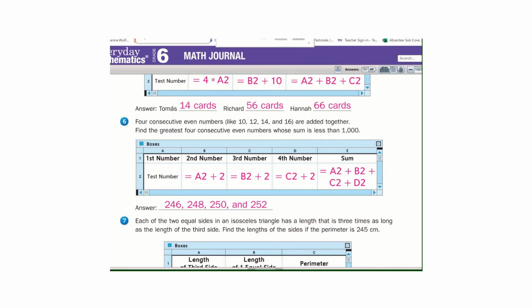There we have 246 plus 248 plus 250 plus 252 added together. And that equals 996.